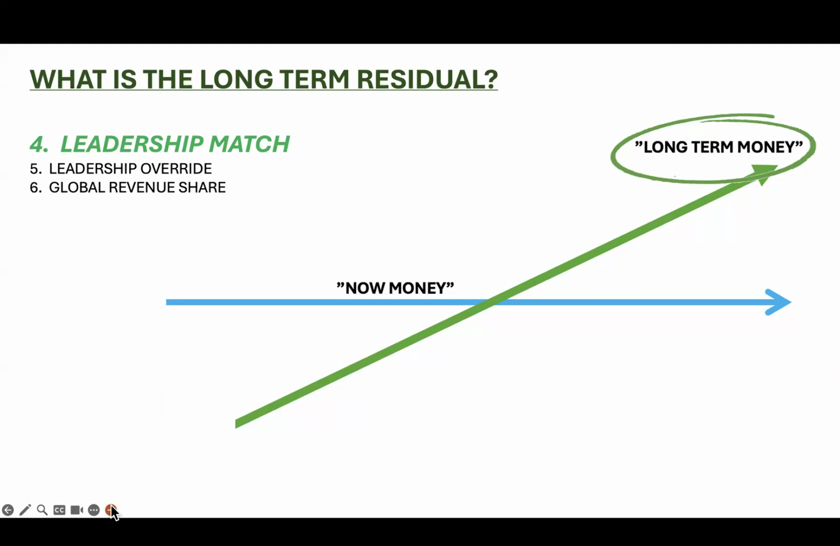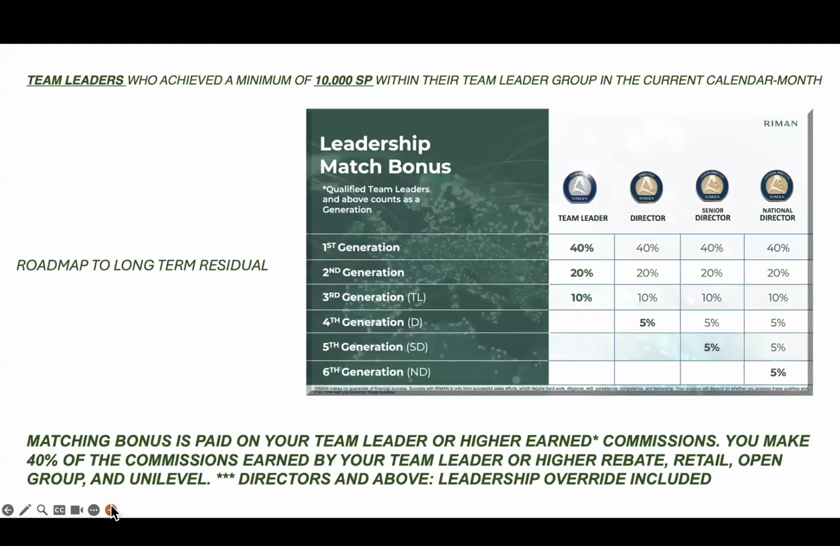Okay, so leadership match is basically from team leader and higher, right? Now think about it. When you break team leaders, right? Team leaders are pretty much the life of this business, right? That's where they start getting paid the depth. The first 3 levels, 3 generations of your check match, leadership match kicks in. So this starts from team leaders who achieved a minimum of 10,000 SP within their team leader group in their current calendar month. So 10,000 SP is a monthly qualifier to maintain your team leader rank.